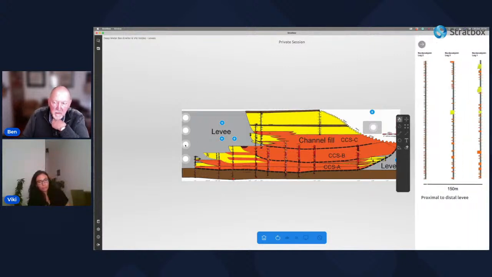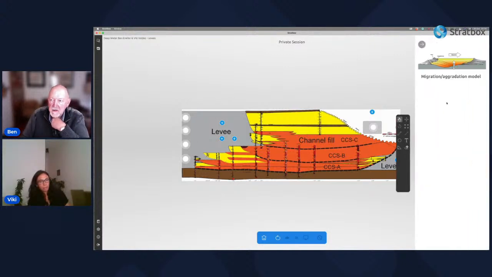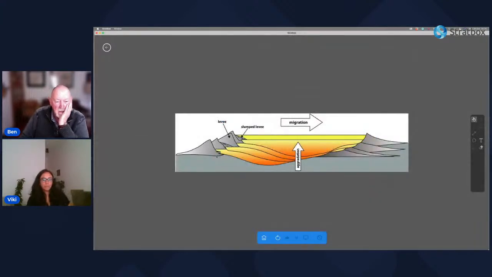And there's a cartoon that shows that. So we've got a stack of channel complexes migrating from left to right. Levees are aggrading on the left-hand side, and their levees are being cut by the parent channel on the right-hand side.